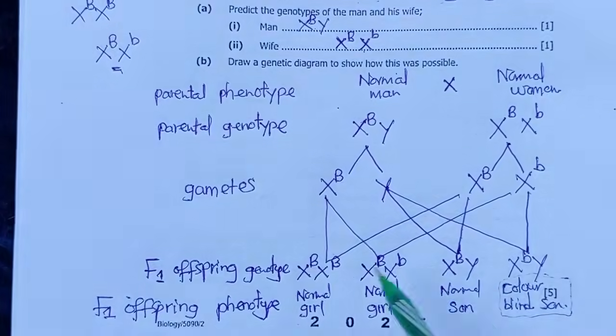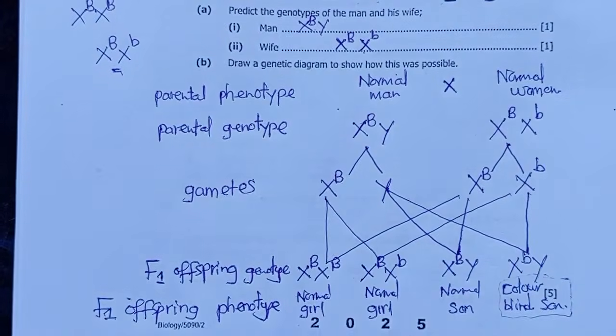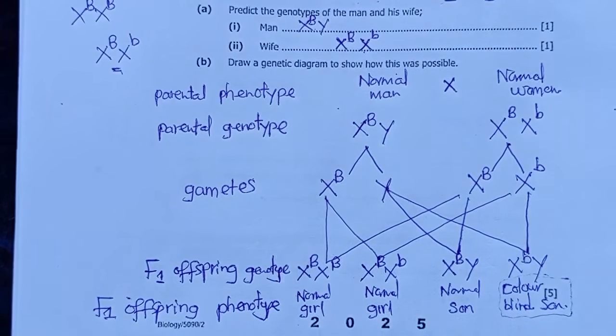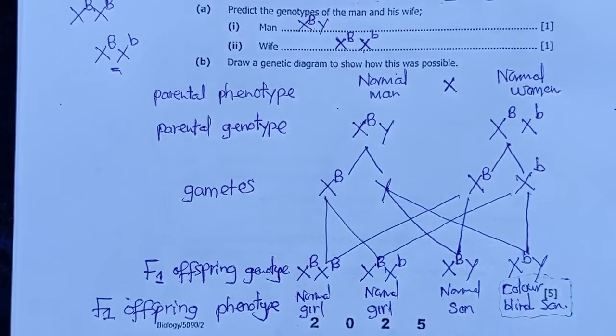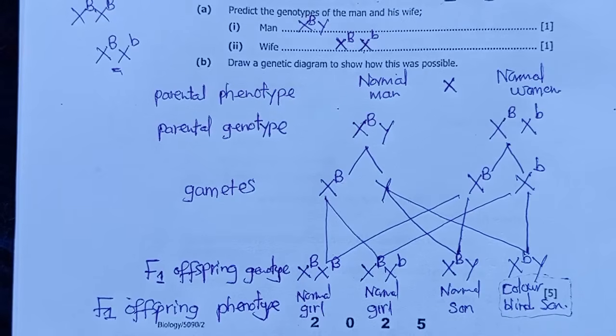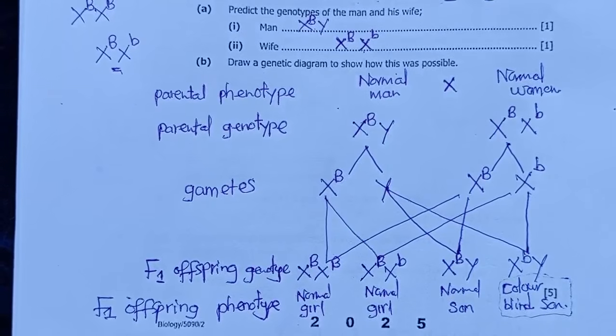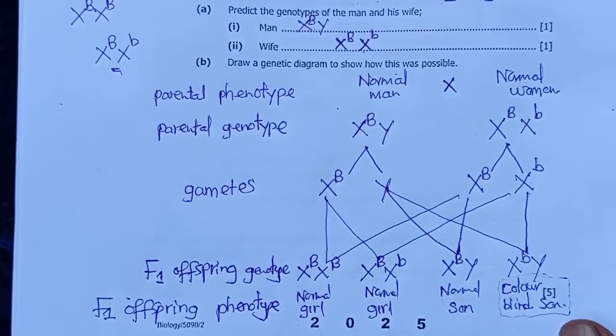Just this simple diagram, they give you free 5 marks. Can we fail to do this in an exam? No, you can't fail. So let's make sure that we are able to practice the genetic diagram. Make sure that you study it and understand it, so that if questions come in an exam, you will be able to answer them.